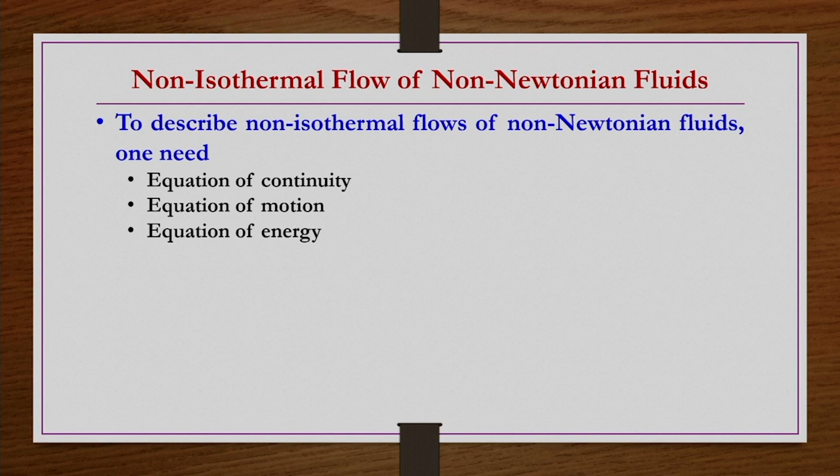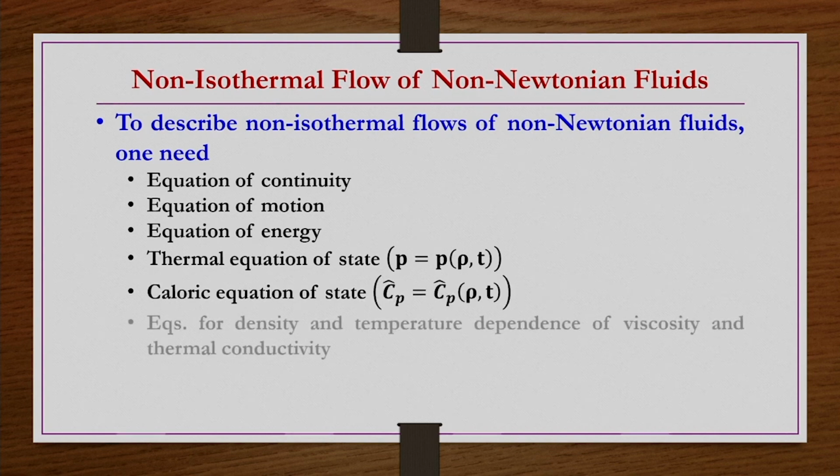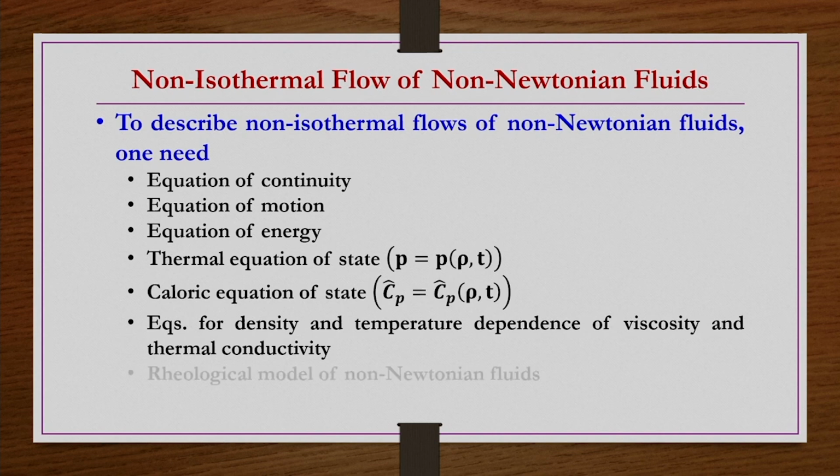Then the equation of energy, because the system is at non-isothermal condition, so definitely we need to know how the energy is changing with respect to space and time. That is the reason the equation of energy is also required. Then the thermal equation of state, P as a function of rho and T, etc. Then the caloric equation of state, Cp tilde as a function of rho and T, etc. Then for density, the temperature dependence of viscosity and thermal conductivity, how they depend on temperature. Those equations are also required.